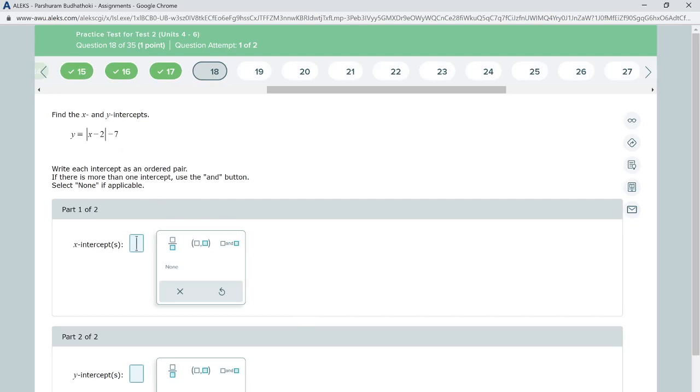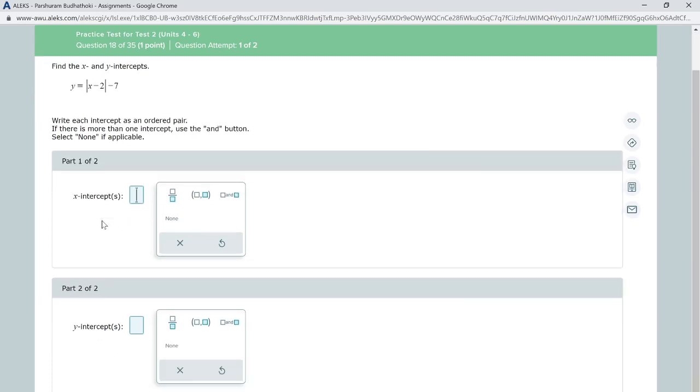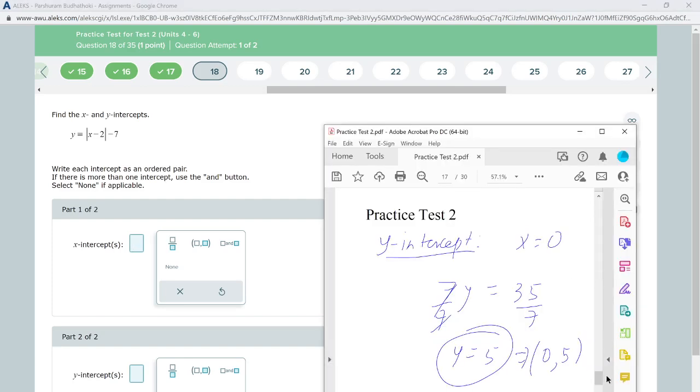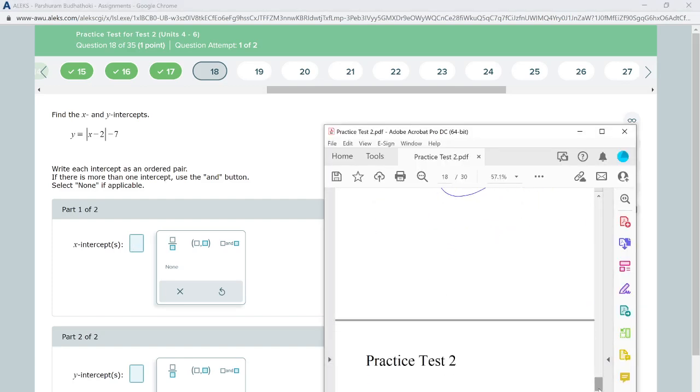Okay, find the x and y intercept. By doing the same thing, we can find the x and y intercept. Just put x equal to 0 for the y intercept and put y equal to 0 for the x intercept, and it will give you the x intercept and y intercept. This time you have to solve the absolute value equation. So this is problem 18.